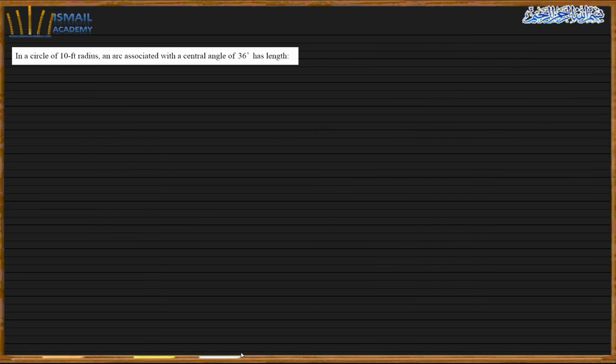Next question. Here, in the circle of 10 feet radius, an arc is associated with a central angle of 36 degrees. So I'm looking for the length. We know the formula for the length is related to the formula of the circumference, which is 2 pi r. But what is 2 pi? It's the full circle. The circumference is a full circle, which means the full circle has angle 2 pi.